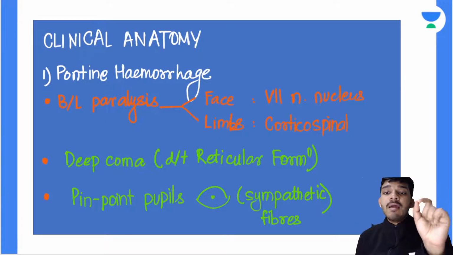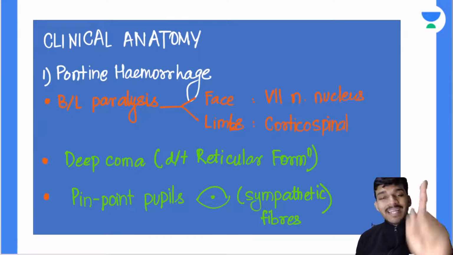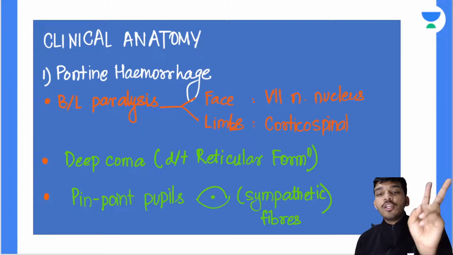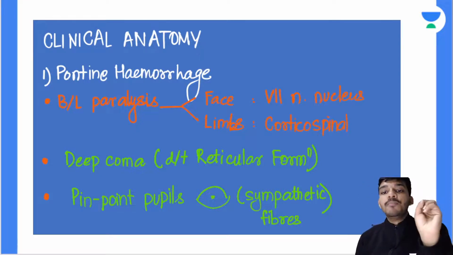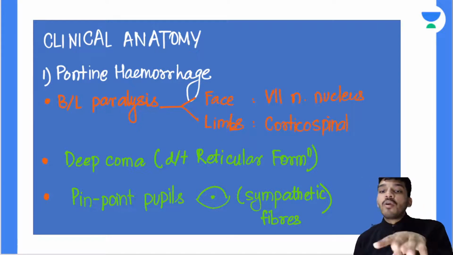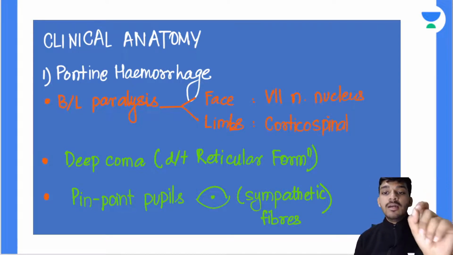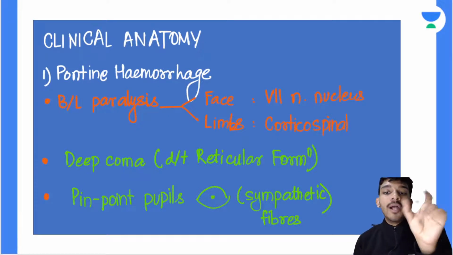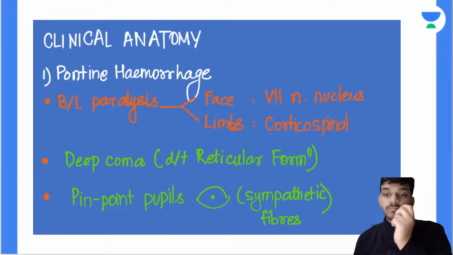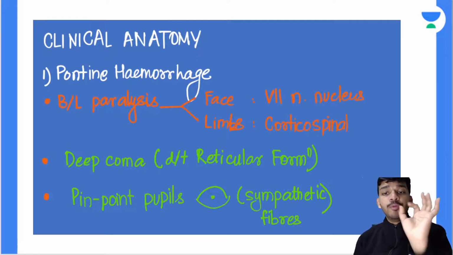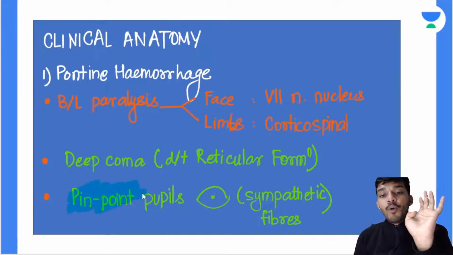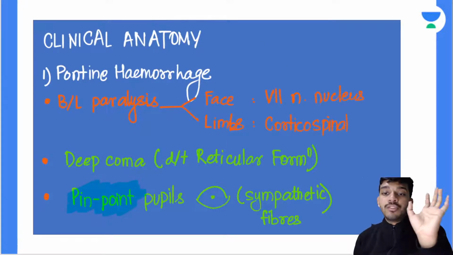And pinpoint pupils are seen in only two conditions. One is pontine hemorrhage; the other you will read in second year when you come to forensic medicine and pharmacology. So I will leave you here. It's your homework: tell me what is the other condition in which you will have pinpoint pupils. Very important. Please don't ever forget the word pinpoint pupils. Pontine hemorrhage, very important.